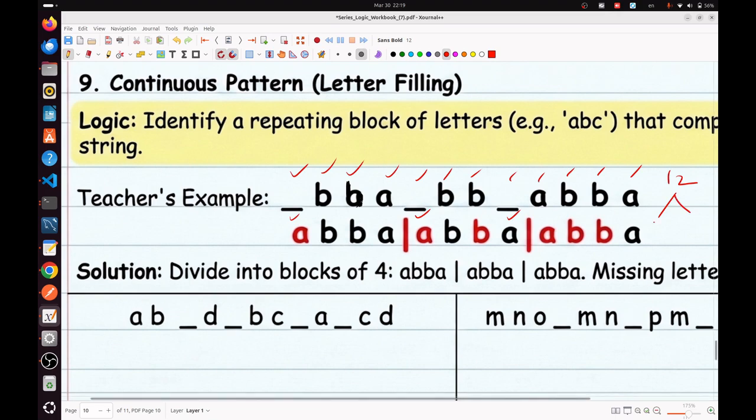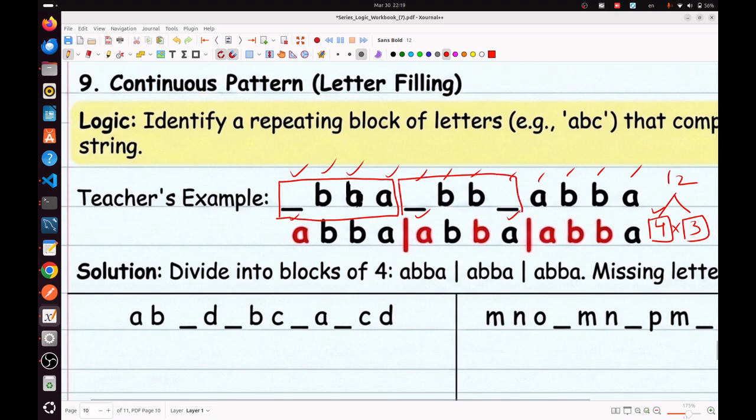In this we need to find out the factors. 4 3s are 12, right? So we need to split with either 4 or 3. Let's split with 4. If you split with 4 here, these 4 are in one block. Again we will split these 4, again this 4. Like this we need to split.